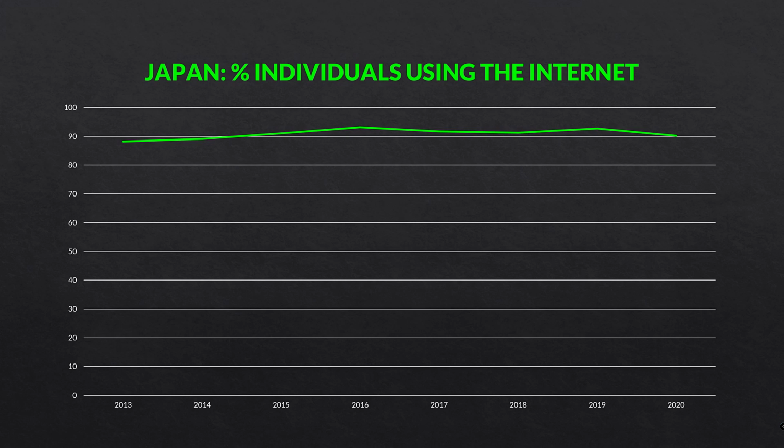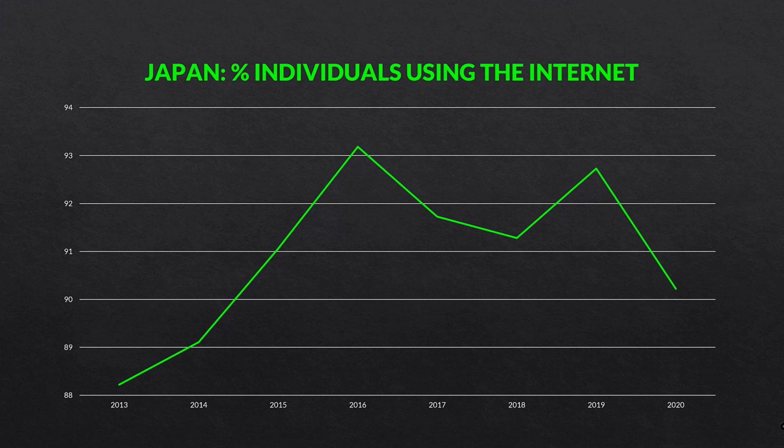This graph represents the percentage of individuals using the internet in Japan from 2013 to 2020. We can see the scale is from 0 to 100 because that is the possible range in a percentage scale, and it hovers right around 90% for those years. A little bit higher, a little bit lower now and then, but in general, this is what we call a very constant trend.